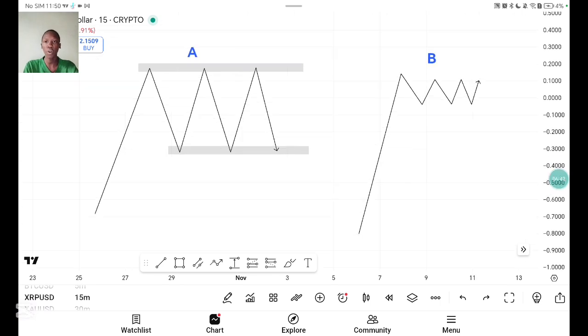And secondly, consolidation A is hard to trade, while consolidation B is easy to trade.